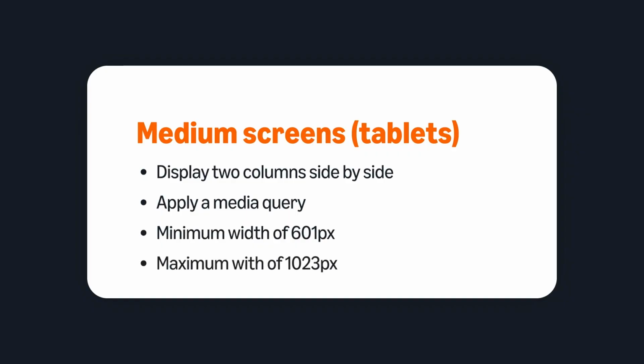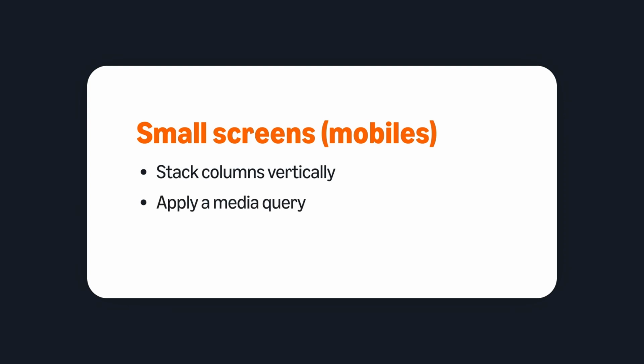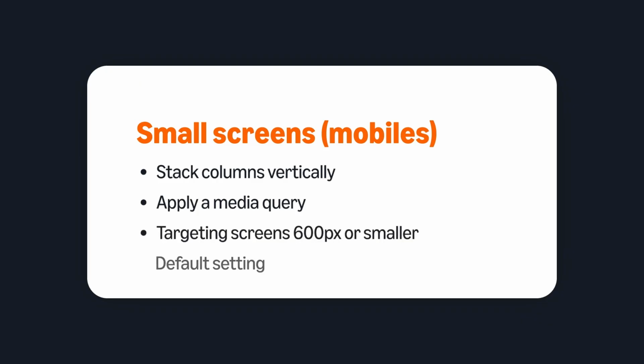For small screens such as mobile devices, you can stack all columns vertically for easier reading and navigation. Do this by applying a media query targeting screens 600 pixels wide or less, or by making this the default setting. By adjusting the layout for different screen sizes, you ensure the website is user-friendly and visually appealing on all devices. Let's fix this issue for Sweet Treats by modifying the CSS for responsive design.